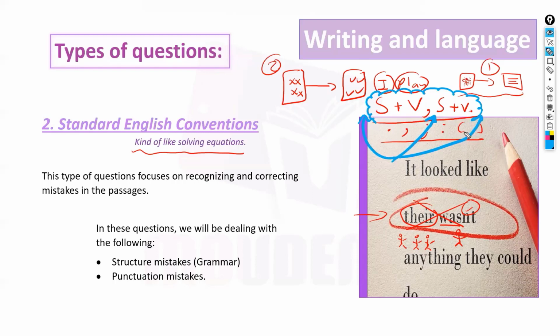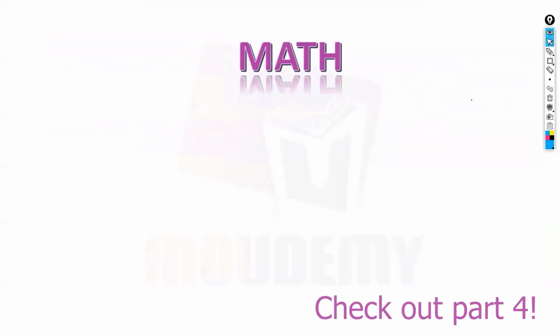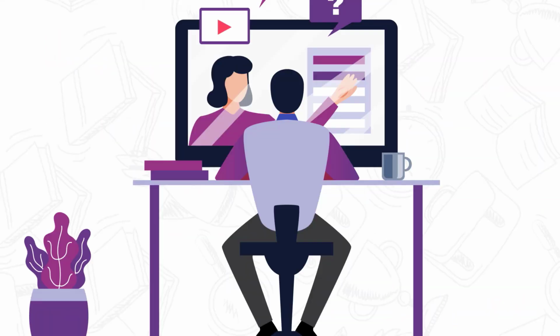We will go through these in detail, but for now, just keep in mind that the first section gives you disordered ideas or badly expressed ideas, with no organization, and you will just organize the passage. In the second question, keep in mind that you will be given punctuation mistakes or structure mistakes, and you have to just correct them. Let's move on to the math section.